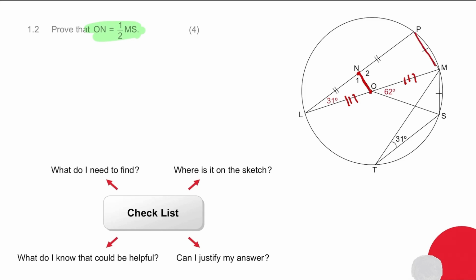What that does is give us a relationship with the line PM. NO is a half of the length of PM. Now this might feel wrong because we're not even being asked to work with PM, but remember that they've told us that PM is the same length as MS. So if we know that NO is a half of PM, then we also know that it is a half of MS. It looked very difficult, but because of the midpoint theorem, it's very easy.